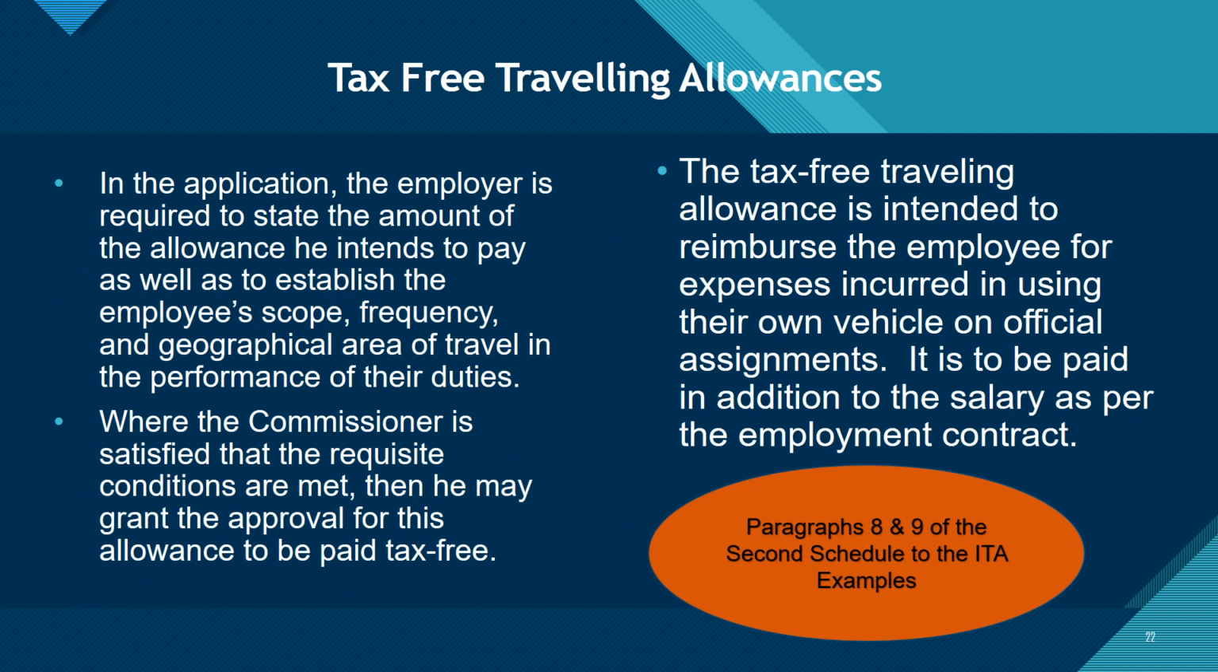In the application, the employer is required to state the amount of the allowance he intends to pay as well as to establish the employee's scope, frequency, and geographical area of travel in the performance of their duties. Where the Commissioner is satisfied that the requisite conditions are met, then he may grant the approval for this allowance to be paid tax-free. The tax-free traveling allowance is intended to reimburse the employee for expenses incurred in using their own vehicle on official assignments. It is to be paid in addition to the salary as per the employment contract. Paragraphs 8 and 9 of the Second Schedule to the ITA.